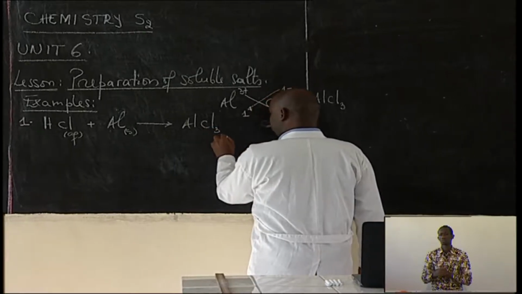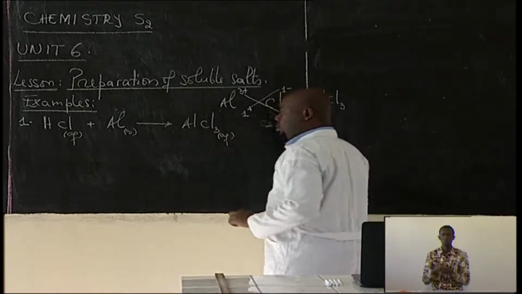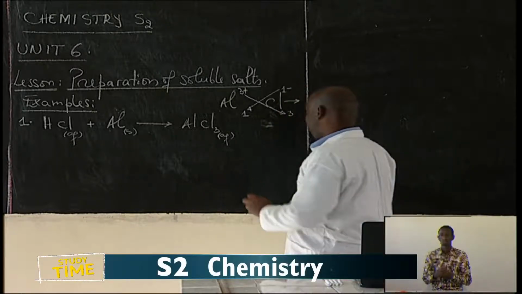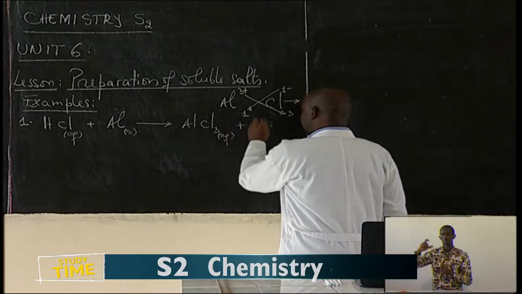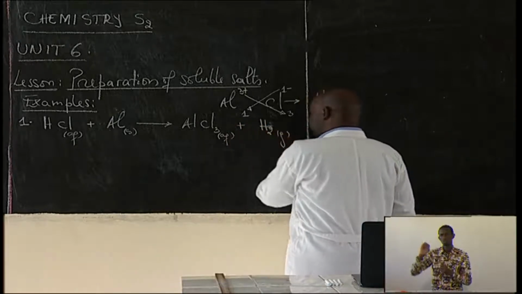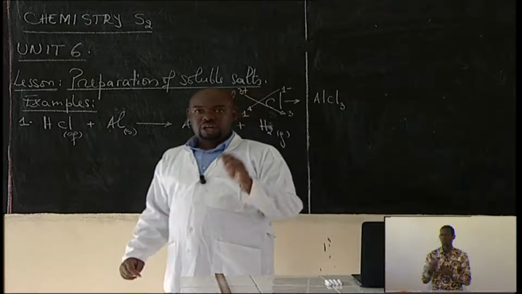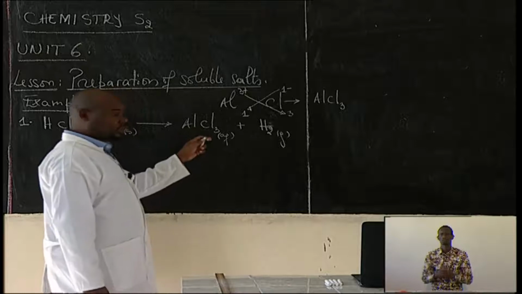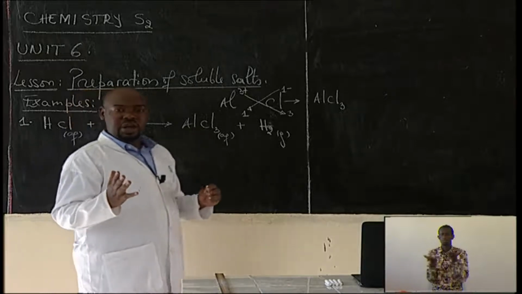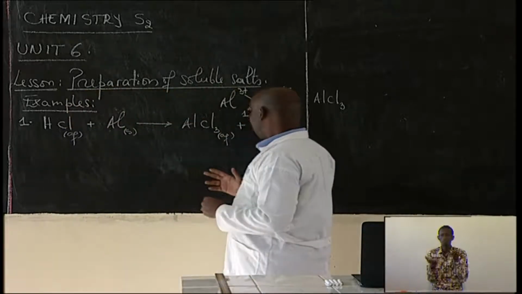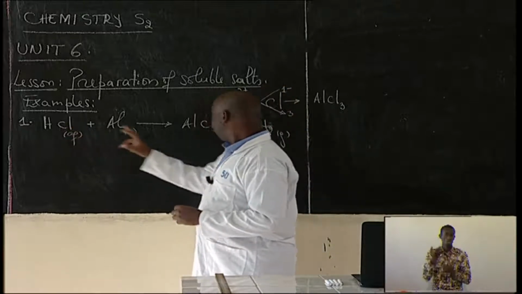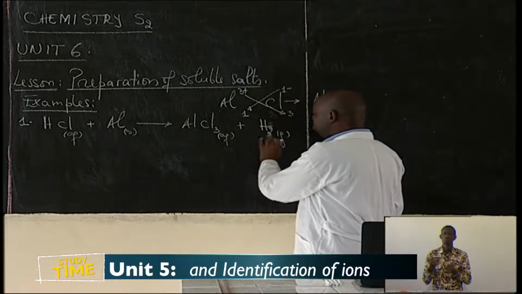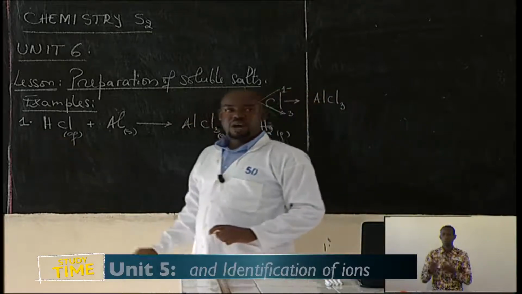Remember, it will be in water, so it is in aqueous form, plus hydrogen. This type of reaction will always produce hydrogen. And now, what is next is to balance. Check if your equation is balanced. We have 1 chlorine here, but here we have 3 chlorine atoms. Here we have 2 hydrogen atoms, but in the reactant side we have 1.